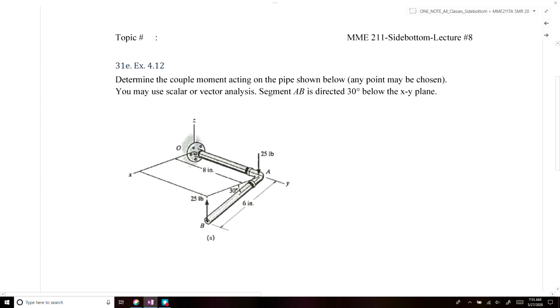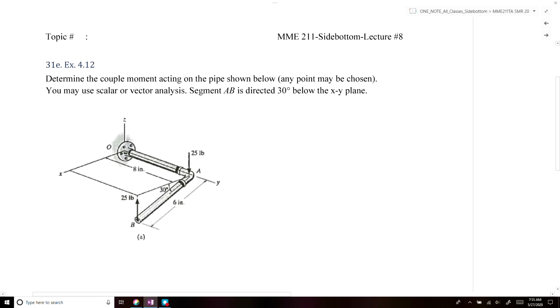So, in this problem, we're asked to determine the couple moment acting on the pipe shown below. You can choose any point on the pipe to do this analysis, and then you can use either a scalar or a vector analysis. For this problem, we're going to first start off with the scalar method, and then we can check our results using the vector method.